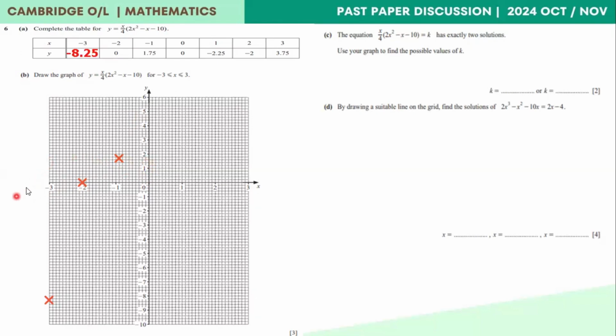Next 0 comma 0 will be here. Next the 1 comma minus 2.25 is here. That is between minus 2.2 and minus 2.3. The next point 2 comma minus 2, that's here. Afterwards, the final point 3 comma 3.75 is here.